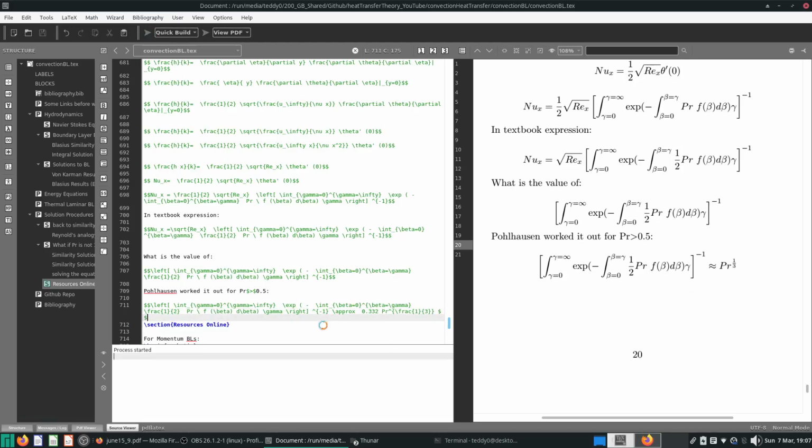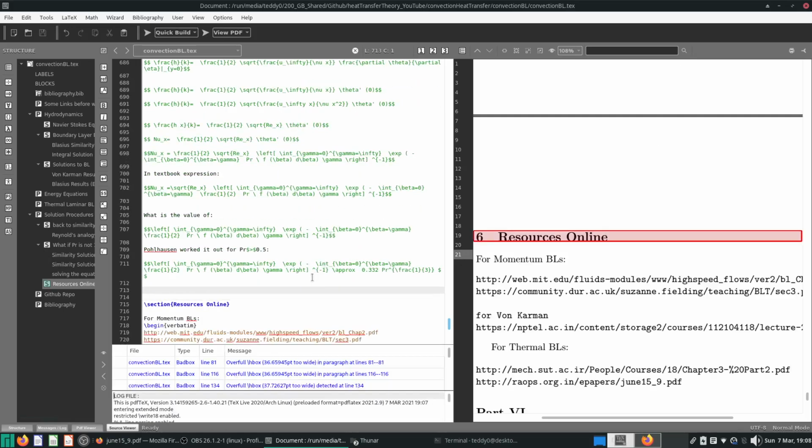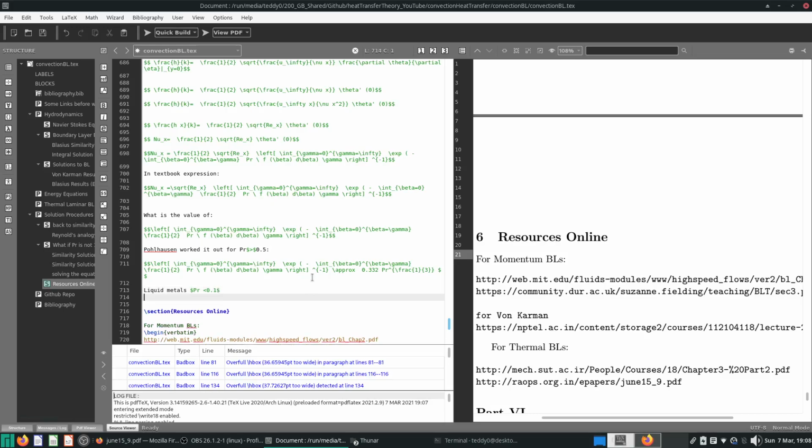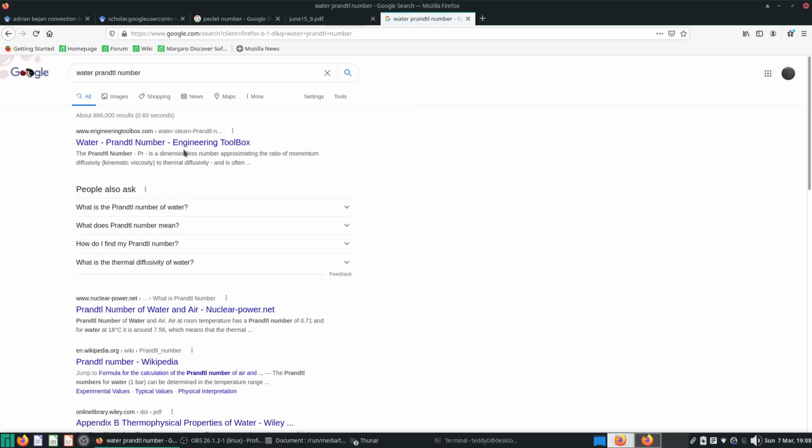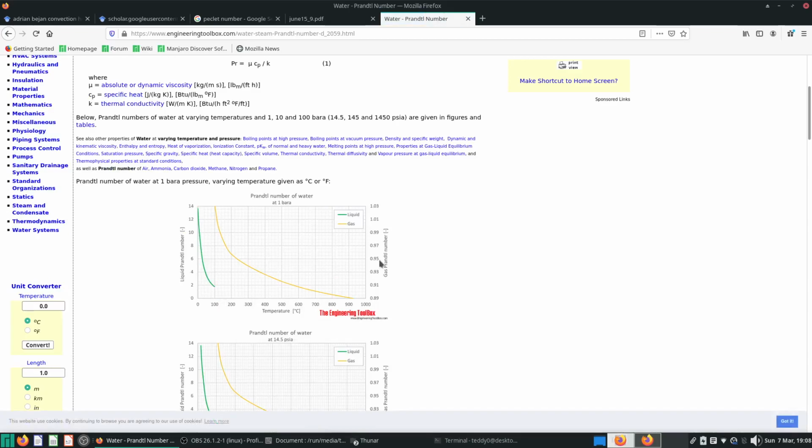How do you know what has a high or low Prandtl number? Just to give you some intuition, liquid metals usually have a Prandtl number of less than 0.1. Air has a Prandtl number of about 0.72, give or take. Let's look at the Prandtl number of water. It is around 1 if I'm not wrong.